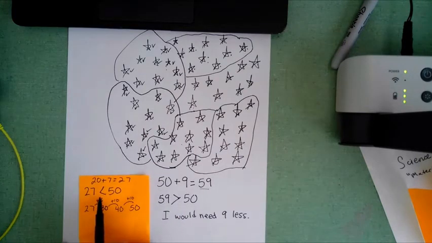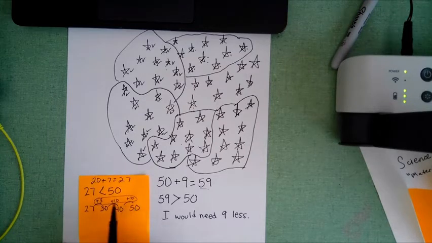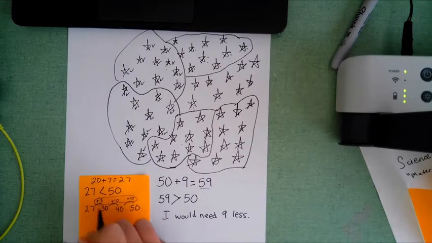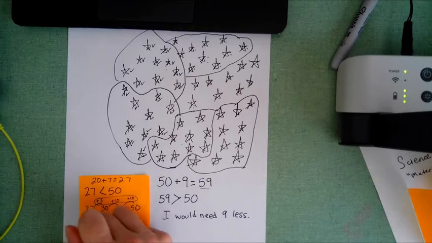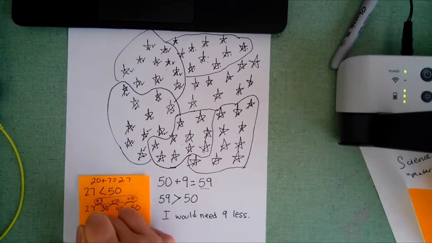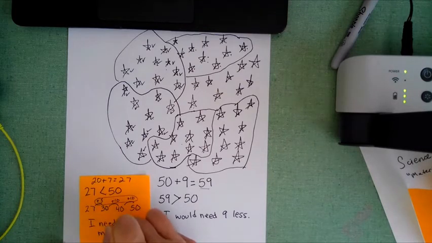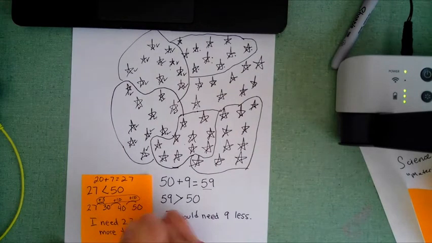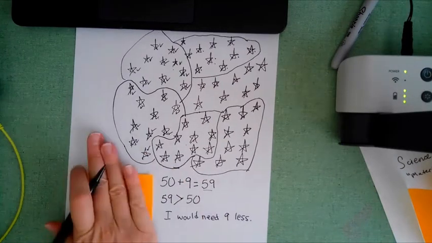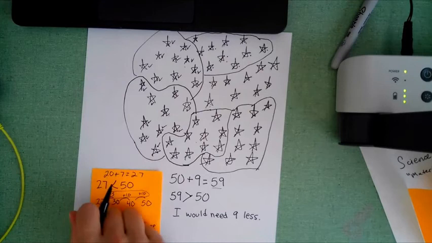Then I can see how far I was. When I look here, from 27 to 50, I had 2 10s and 3 1s. 10, 20, 23. I need 23 more to have 50. And now I've done stars in a minute. That's how you play. Enjoy.